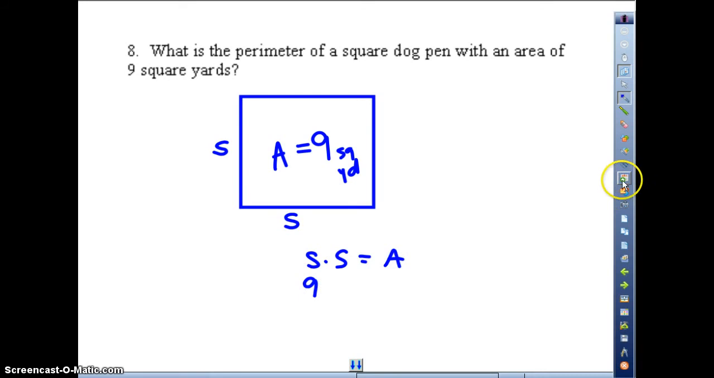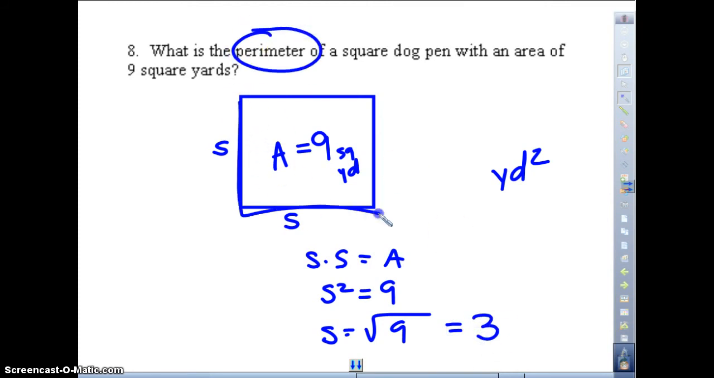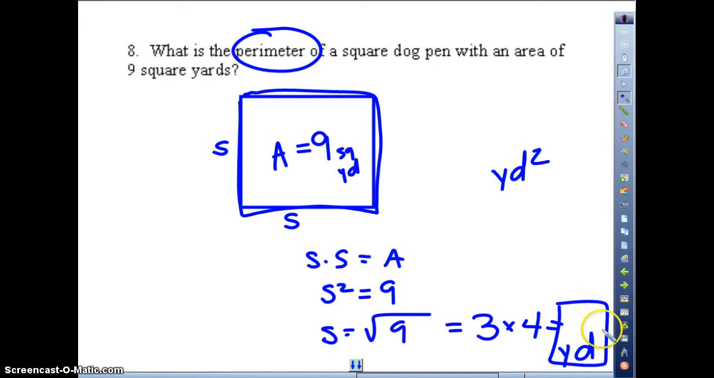So side squared equals my area of 9. I know 9 is the area because yards squared is a measure of area, square yards. So I know the side length is the square root of 9, which is what? Yep, it's 3, but they want the perimeter. I need 3 plus 3 plus 3 plus 3, or you're going to take 3 and multiply by what? Yes, and your units are going to be in yards. What'd you get? Well, good, so did I.